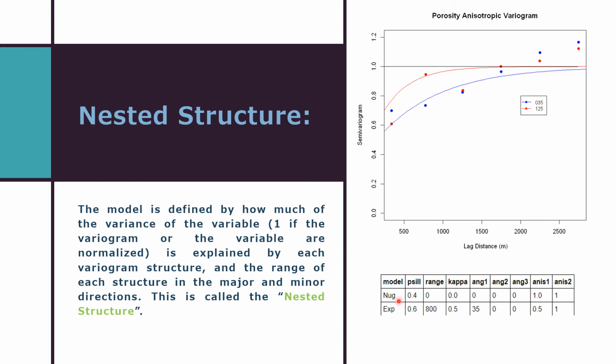For instance, we have nugget effect with a sill of 0.4 and an exponential with a sill of 0.6. So what do these sills point towards? It would be an appropriate place to talk about the variogram sill in general.